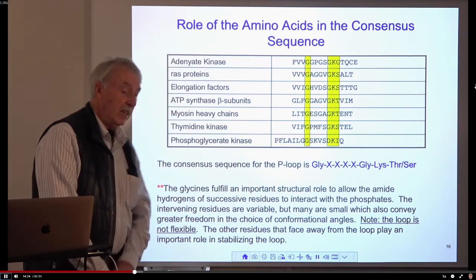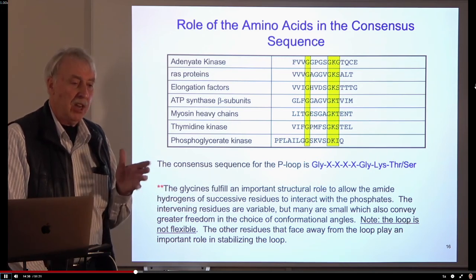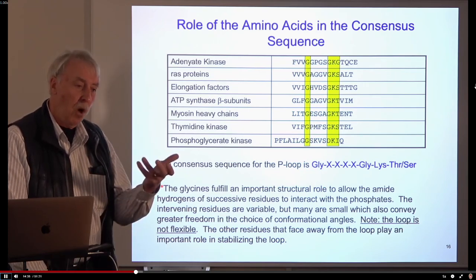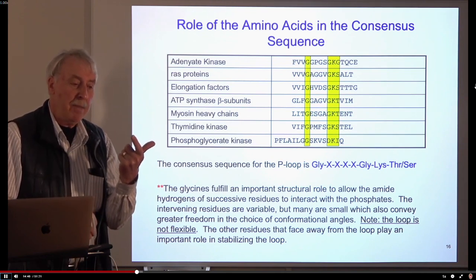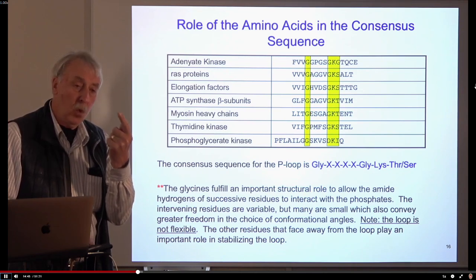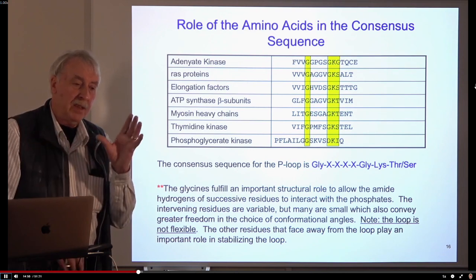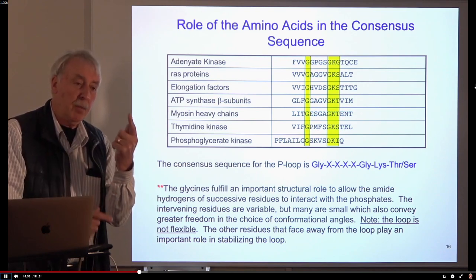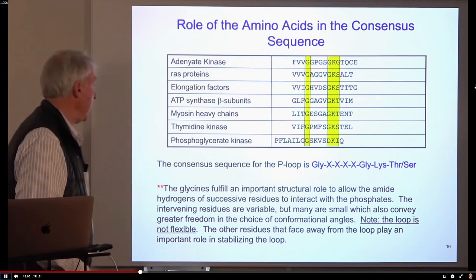The glycines play a particularly important role here because they allow that polypeptide chain to adopt conformational angles that are not available to the other amino acids. And what that allows the backbone to do is to wrap around so that it can place the amide hydrogens pointed towards the phosphoryl oxygens. This is important because it presents a fairly fixed framework that puts the hydrogen in just the right orientation, which increases the binding affinity.